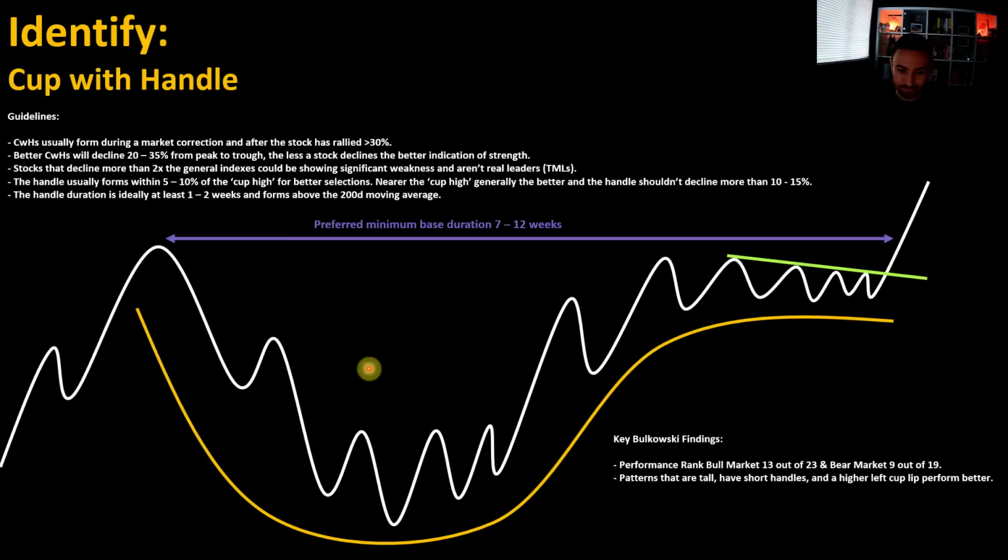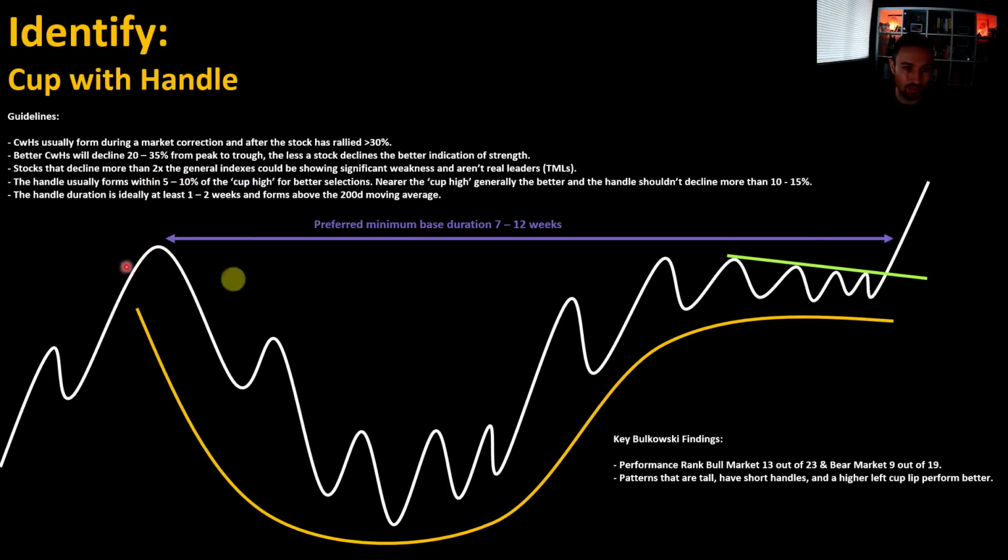So, cup and handles. Obviously, William O'Neill spoke about this a lot in his book. The preferred minimum base duration for cup and handles is between 7 and 12 weeks. Guidelines: cup and handles usually form during a market correction and after the stock has rallied above 30%. Better cup and handles will decline 20 to 35% from peak to trough. The less a stock declines, the better indication of its strength. Stocks that decline more than 2 times the general indexes could be showing significant weakness and aren't true market leaders, TMLs. The handle usually forms within 5 to 10% of the cup high.